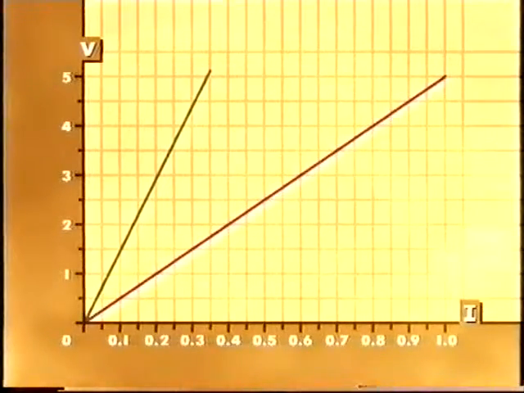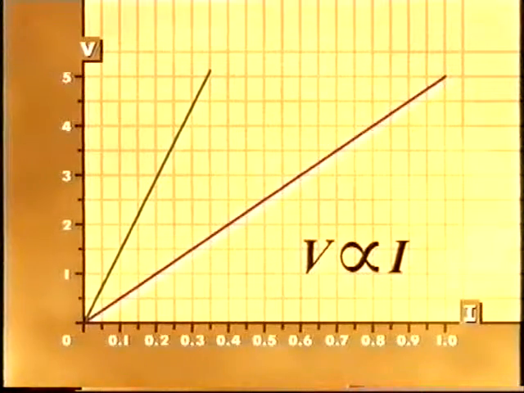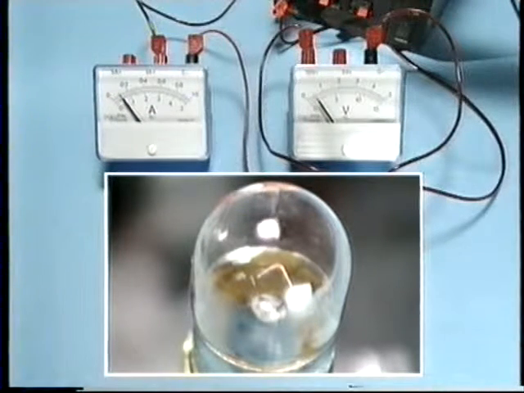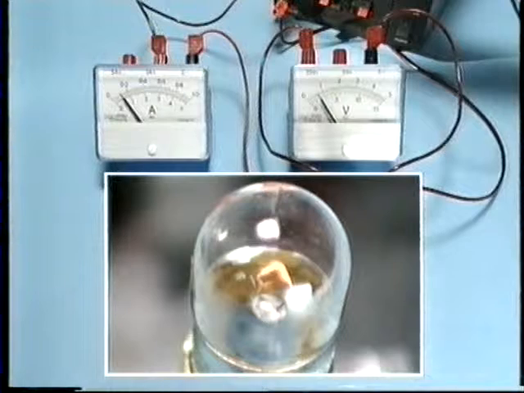If the graph of voltage against current is a straight line through the origin, the component is said to follow Ohm's law. Ohm's law states that at constant temperature, voltage and current are directly proportional. But not all components follow Ohm's law.